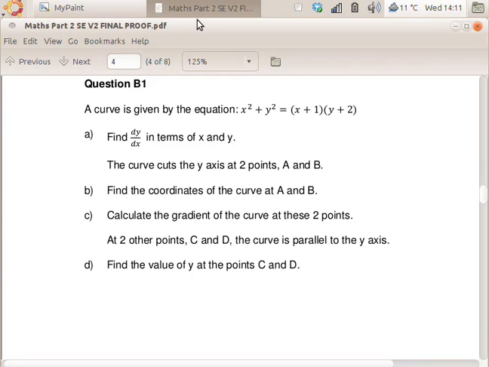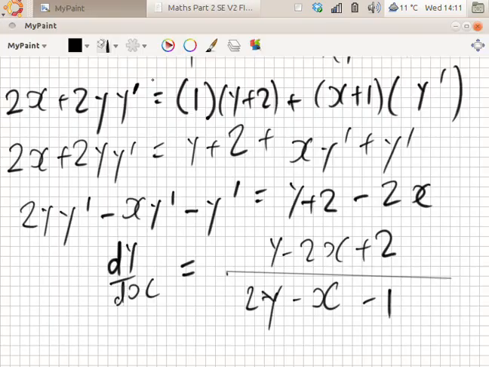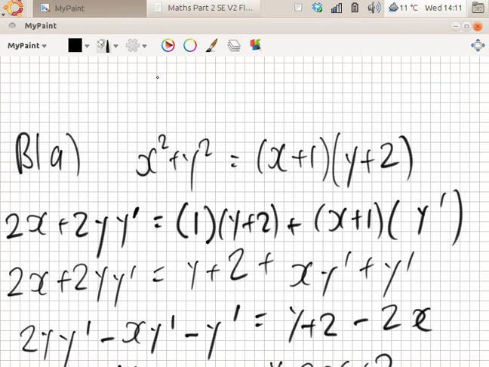Now, the next thing is the curve cuts the y-axis at 2 points, A and B. Find these points. So in other words, where does this curve cross the y-axis? So if I want to find out where it crosses the y-axis, what would I need to do?